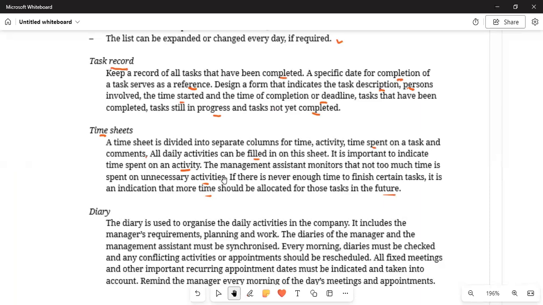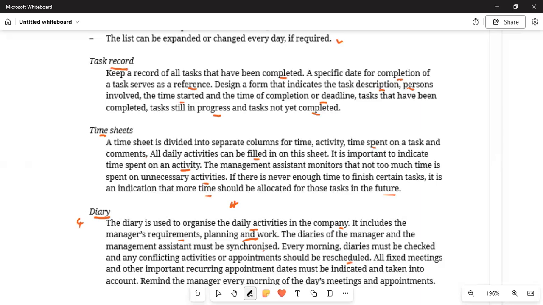If we are moving on again, let me indicate them so that we do not forget. Even the diary is 4 marks. Remember that a management assistant must always have a diary, and it is used to organize the daily activities in the company. It includes the management's requirements, planning, and work. The diary of the manager and the management assistant must be synchronized. Every morning, diaries must be checked, and any conflicting activities or appointments should be rescheduled if the boss is not going to be available.